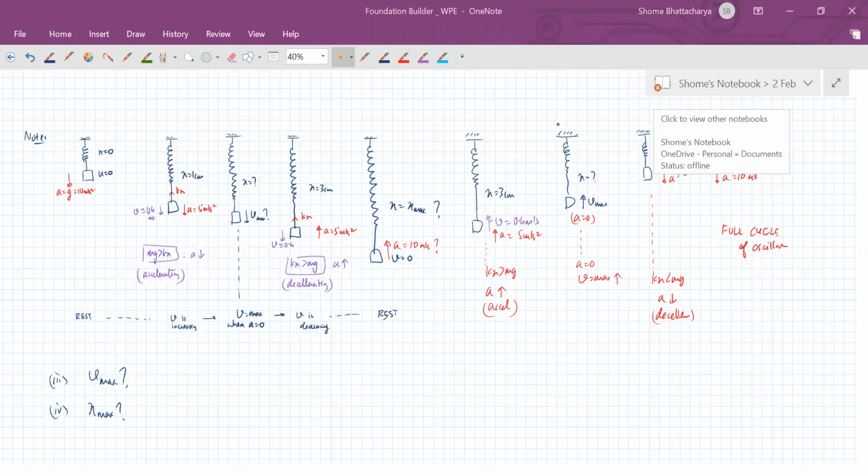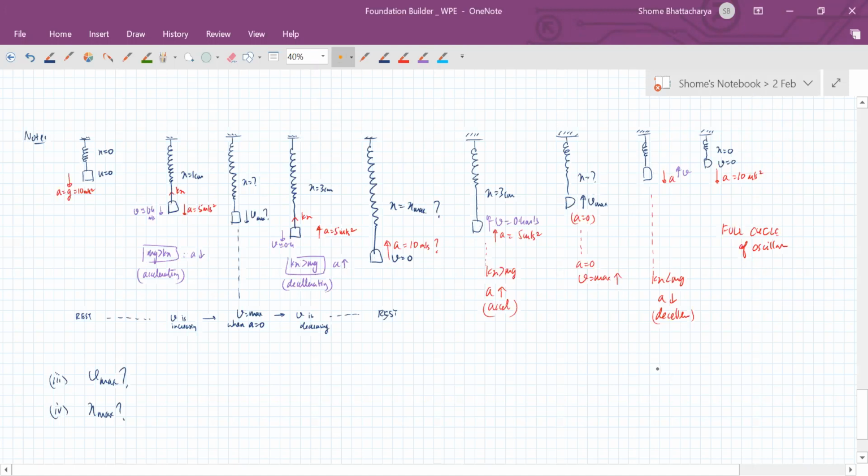V and A are in opposite direction, na? So it's decelerating. You see the direction of the vectors, na? V is upwards and A is downwards, so it's decelerating. In each of the diagrams, I've shown you the direction of V and A. So wherever V and A are in the same direction, the body's speed is increasing, so it's accelerating. And wherever V and A are in opposite direction, its speed is decreasing, so it's decelerating.